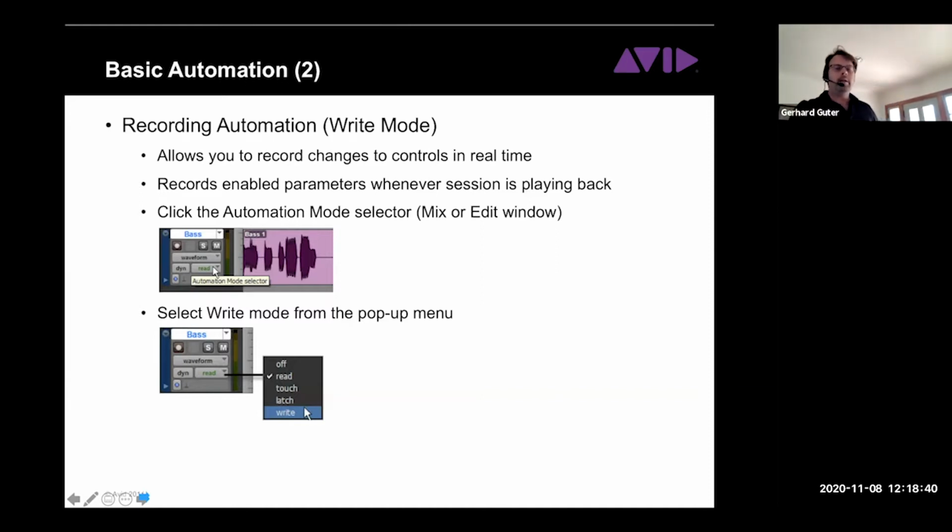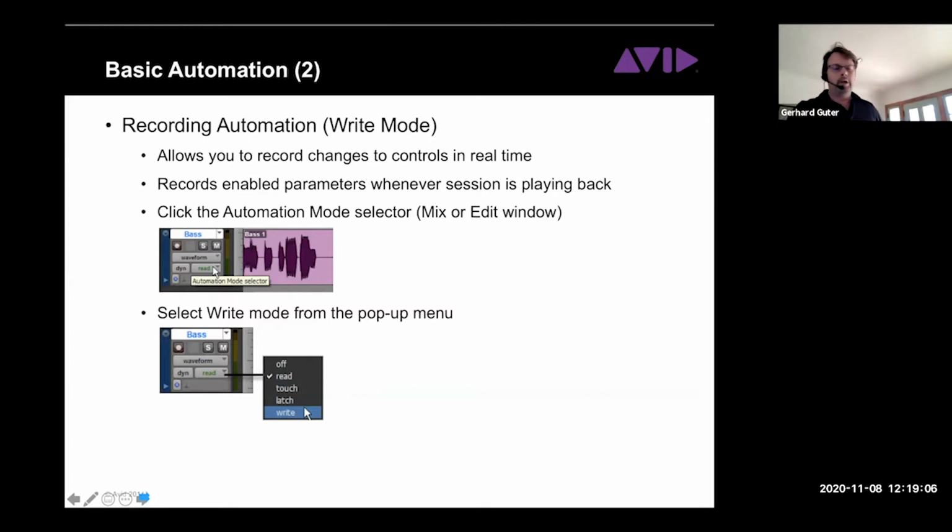So we've got our types of automation. We're going to start with, maybe the most basic, along with read, which would be write. This is going to write any of those parameters that you just saw enabled from that automation window. So it's important, after taking your initial pass in write mode, to switch to read mode if you want to hear the results of the automation.